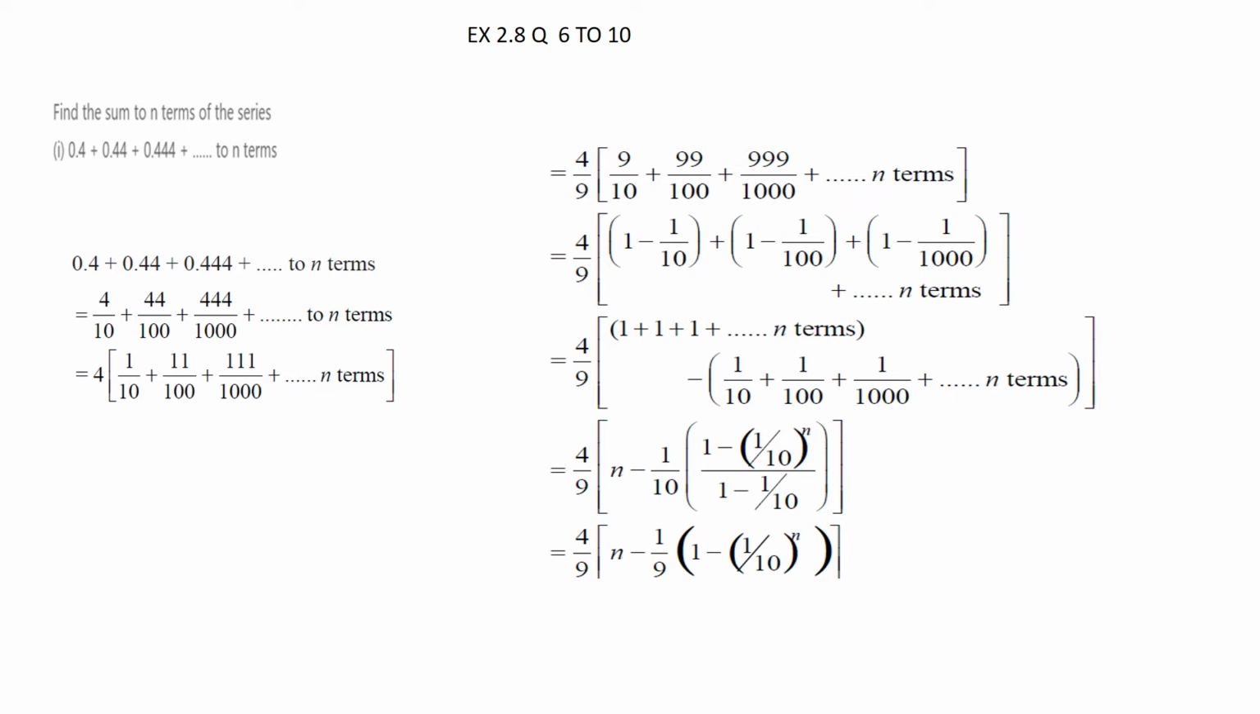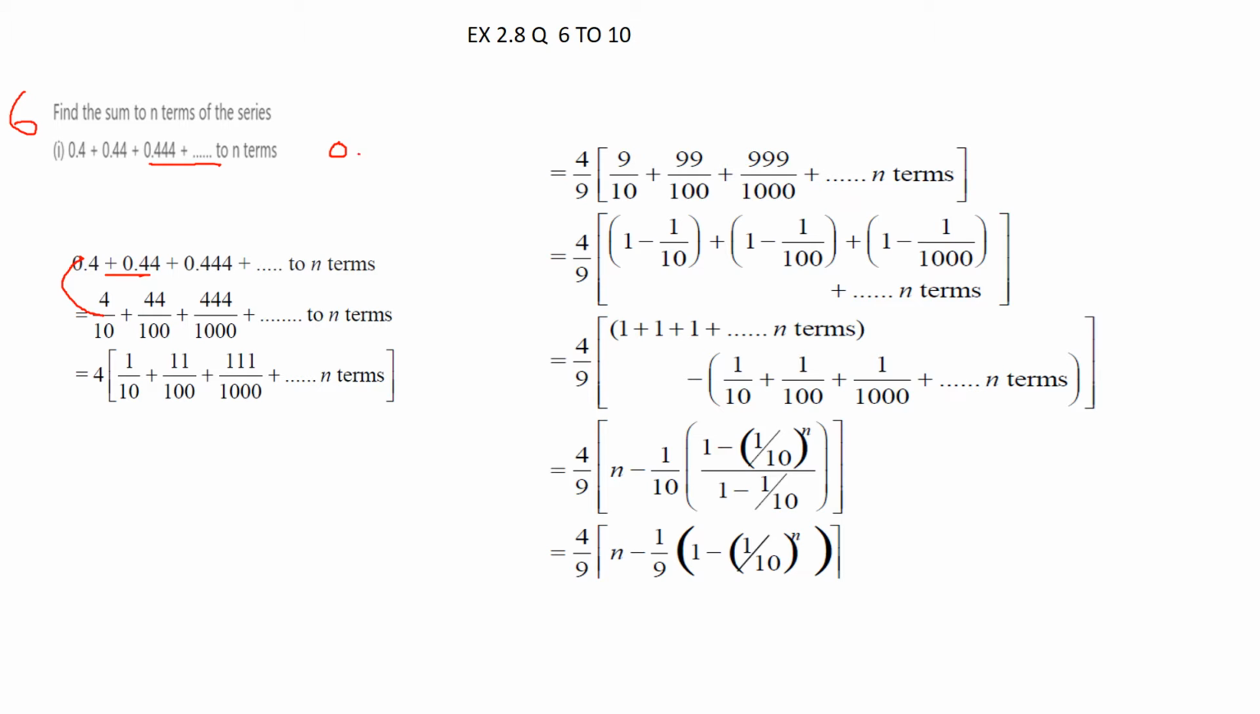Good morning students. Today we are going to discuss exercise 2.8 remaining sums. Sixth sum. Find the sum to n terms of the series 0.4 plus 0.44 plus 0.444 etc. to n terms. First write the question and convert the decimal into a fraction. So 4 by 10.